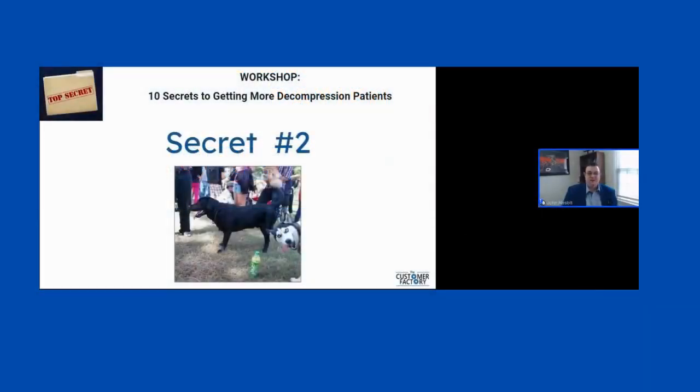Secret number two, with cute dog picture number two: this little photobomb dog, which everybody's got a friend like that, right? I think this is one of the cutest pictures anyway.